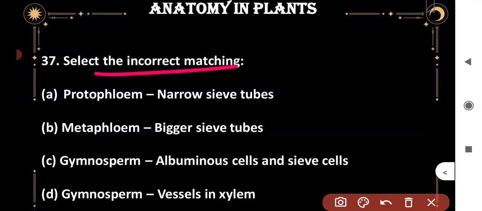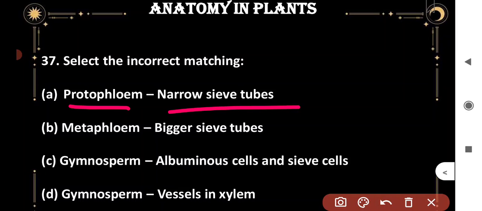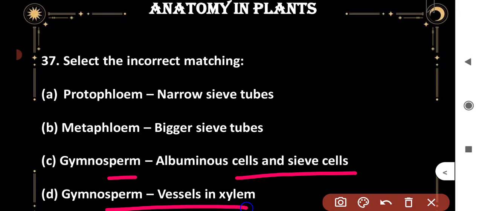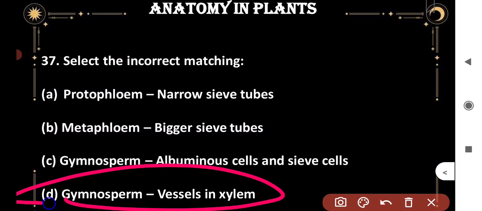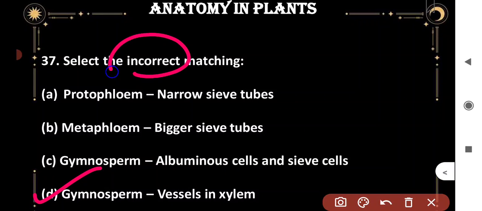Next, select the incorrect matching. Protophloem: narrow sieve tubes. Metaphloem: bigger sieve tubes. Gymnosperms: albuminous cells and sieve cells. Gymnosperms: vessels. See, I said gymnosperms do not have vessels in their xylem. So option D is correct since it was asking for the incorrect one.